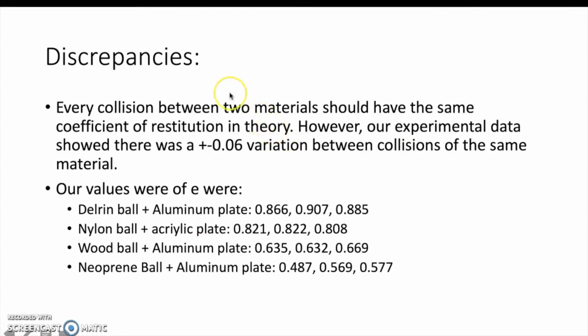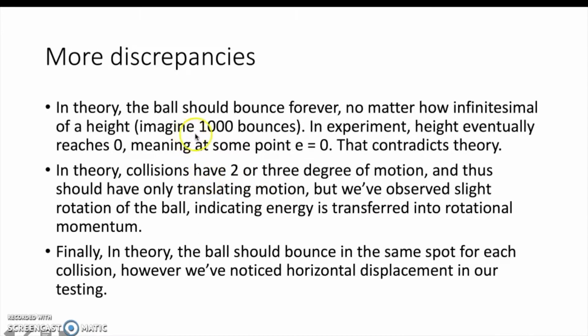Some discrepancies. Every collision between two materials should have the same coefficient of restitution in theory. However, our experimental data show that there was a 0.06 variation between collisions of the same material, as you can see from our experimental values. Furthermore, in theory, the ball should bounce forever, no matter how infinitesimal of a height. In experiment, height eventually reaches 0, meaning at some point the coefficient of restitution equals 0. That contradicts theory.